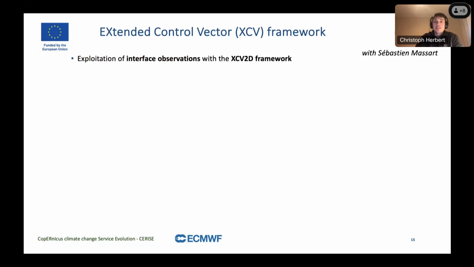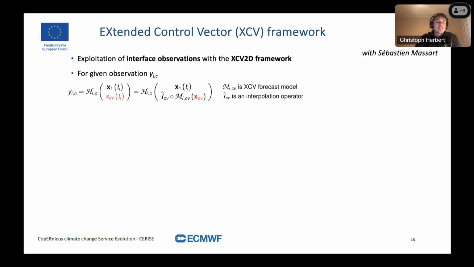So at ECMWF, Sébastien Massart and others have developed this extended control vector 2D framework, which is essentially when you have observations like in the microwave spectrum or in the infrared, we usually filter out the information which is not sensitive to the atmosphere in the 4D-Var. But when we know that we have some information content also for the land, we can enable another extended control variable. So we extend the state of our atmosphere by another variable, for example the soil temperature, skin temperature in the land.